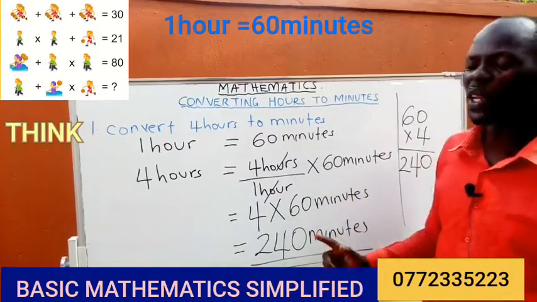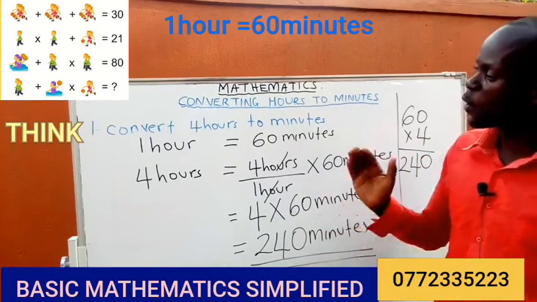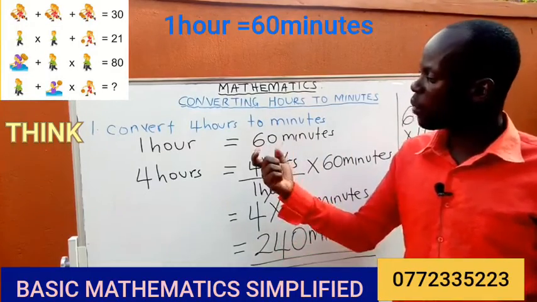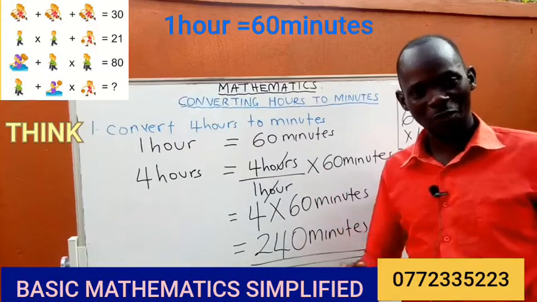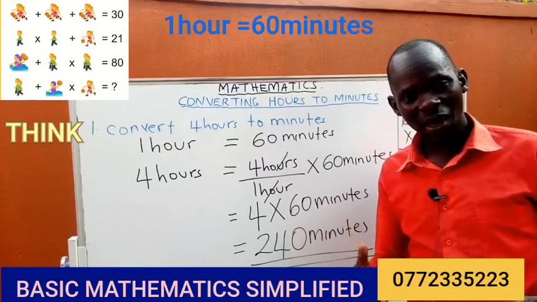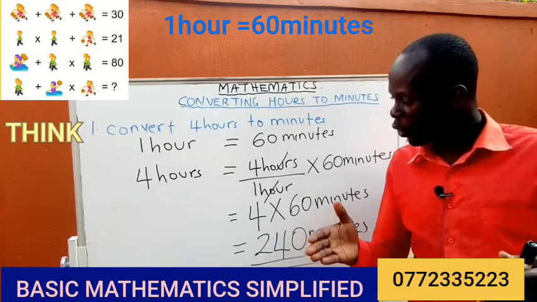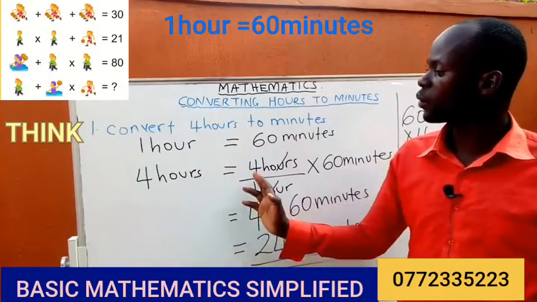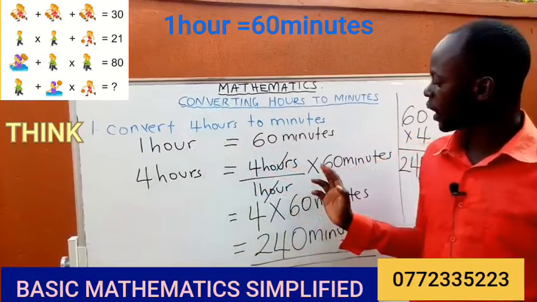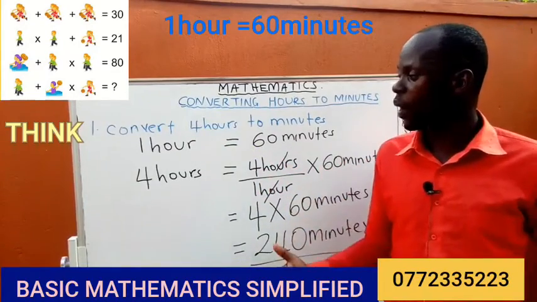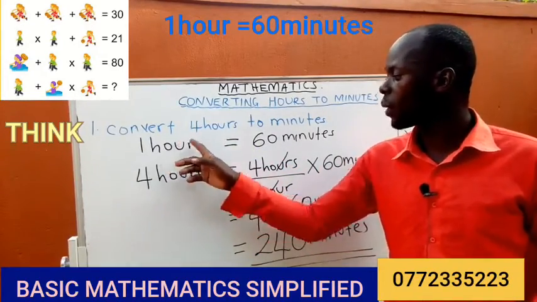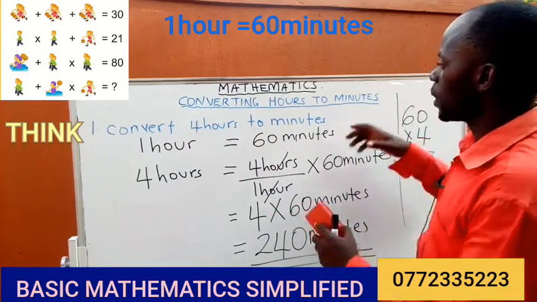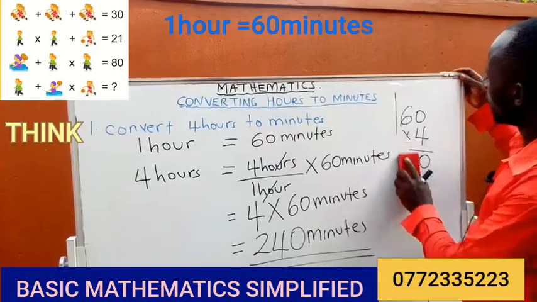I told you that only this one example is enough for you when you're converting from hours to minutes. Now, 4 hours, express them into minutes. Remember that 1 hour has 60 minutes. So you say 1 hour equals 60 minutes, then 4 hours equals 4 hours divided by 1 hour times 60 minutes. Even if it is 50 hours, you still say 50 hours out of 1 hour times 60 minutes. The procedure remains the same.